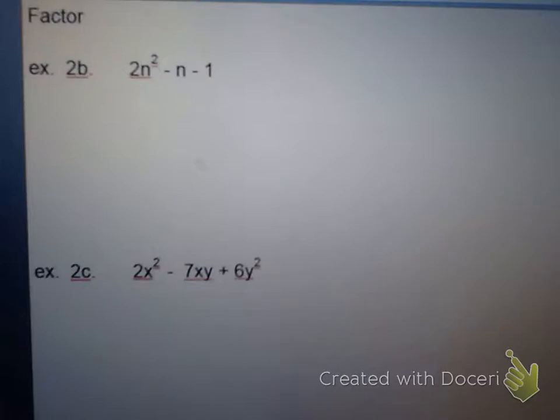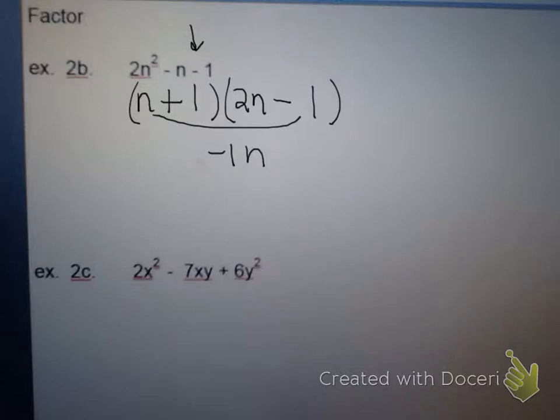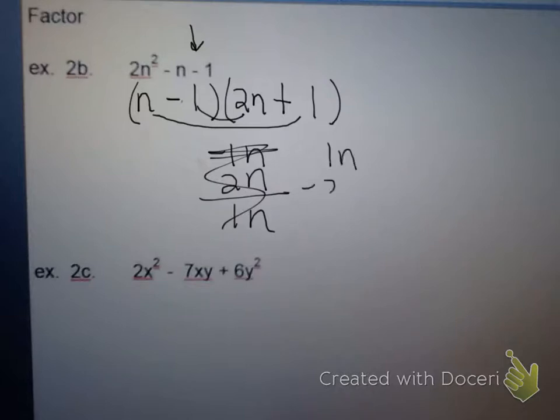Example 2b. Make my two binomials. This time, the last sign is negative, so my signs are going to be different. Factors of 2n are 1n and 2n. Now, we don't have any choice but to use factors of 1 and 1. So check, my outside is a negative 1n, and my inside is 2n, which is a positive 1n. I want a negative 1n, so I've got to switch my signs. So I'm going to make this a positive and make this one a negative. So let's do a quick check. 1n and a negative 2n is a negative 1n.